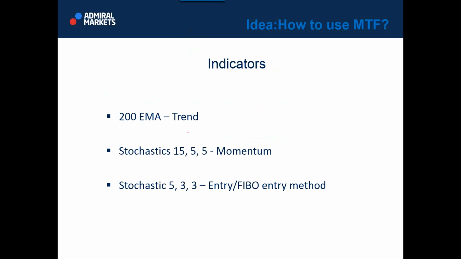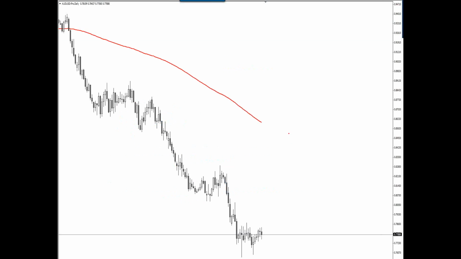200 EMA for trend. Stochastic 15, 5, 5, but you can experiment with this. I always say this is a general idea. You can experiment with these numbers definitely to see how it behaves on various pairs. But 200 EMA is fixed. This is the best indicator for MTF analysis. And price really tends to react strongly at 200 EMA. Stochastic 5, 3, 3 for entry or Fibonacci.